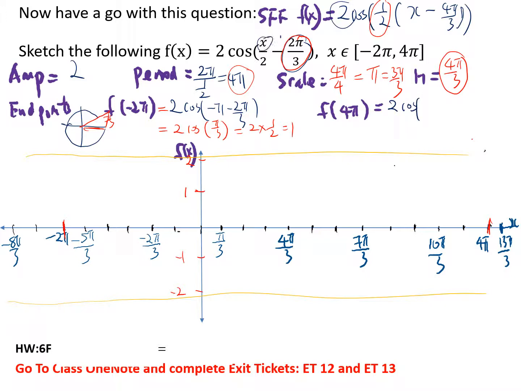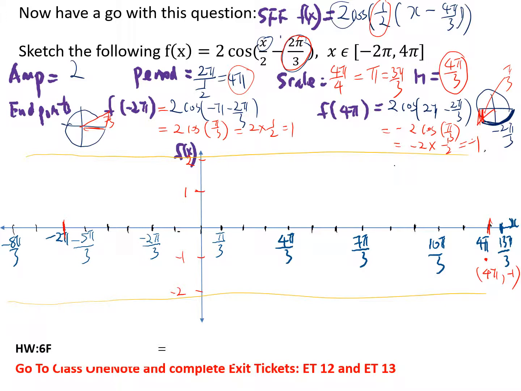So let's sub 4 pi into here. 4 pi divided by 2 is 2 pi, minus 2 pi on 3. Again, let's draw the unit circle. It's 2 pi, and negative means going clockwise. So we are looking at the third quadrant. That's cos, that's pi on 3. So we're looking at -2 cos pi on 3. In the third quadrant cosine is negative, so it's -2 times half, which is -1. So when x equals 4 pi, the y coordinate is -1. When x equals -2 pi, the y coordinate is 1.